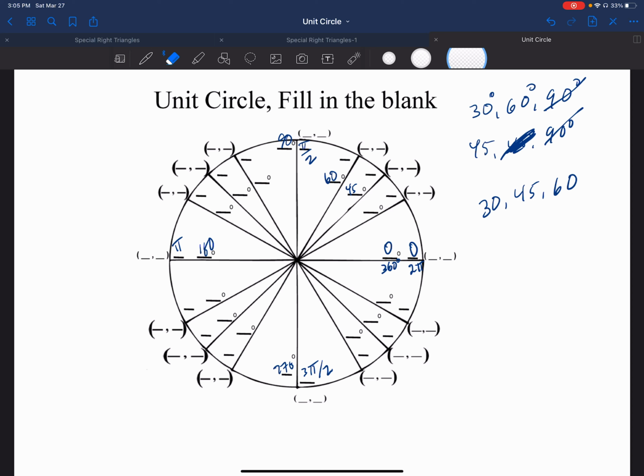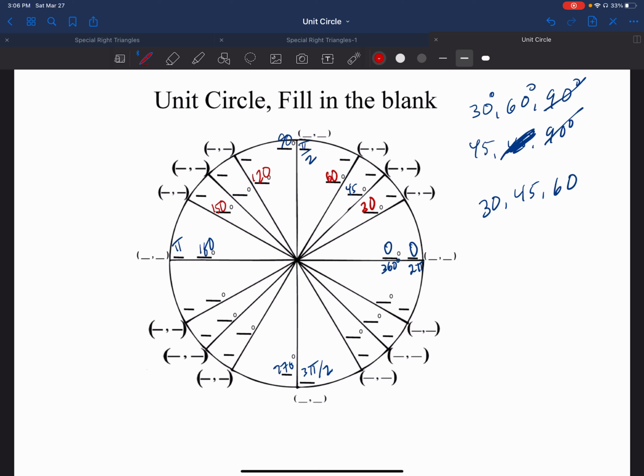So I'm going to erase these two. And then I'm going to write them in red. So 30, 60, 90. I'm going to add 30 more to get to the next one. So that will give me 120. I'm going to add 30 more to get to the next one. That will give me 150. As you can see, I put them in red because I'm skipping the one in the middle. I will come back and do that in a little bit.